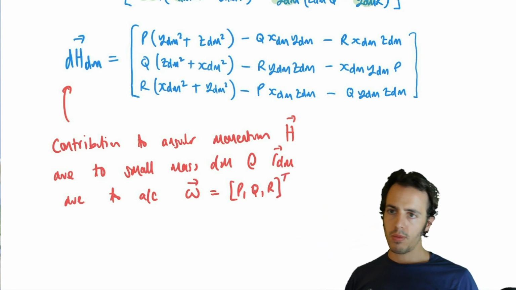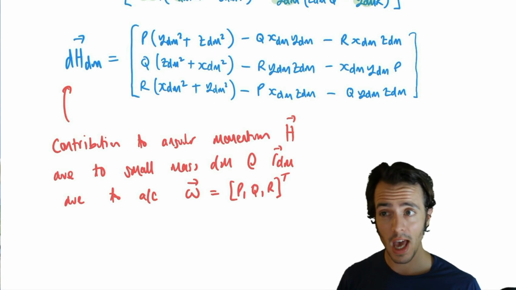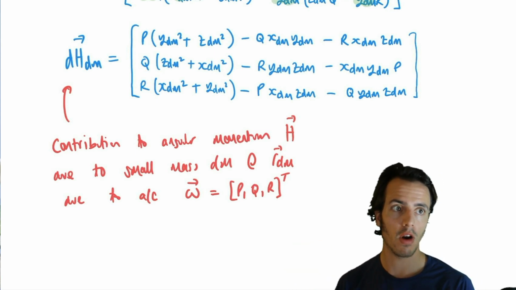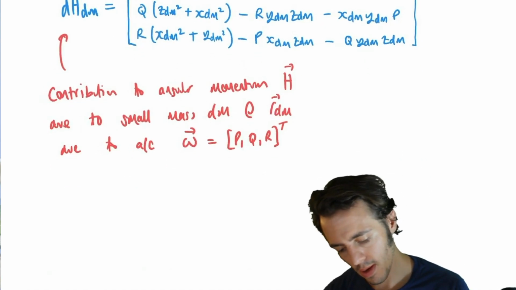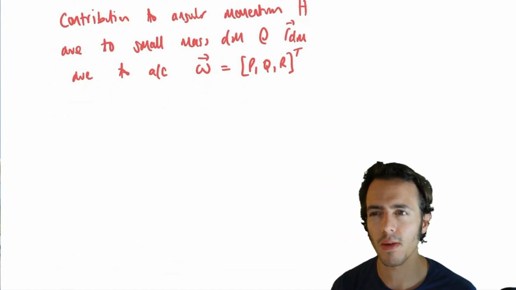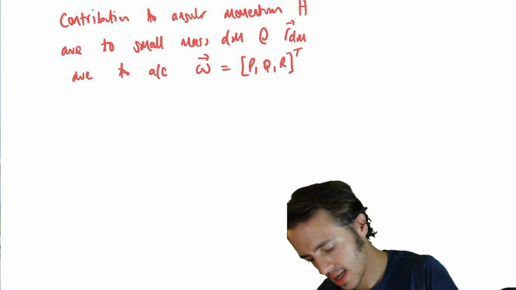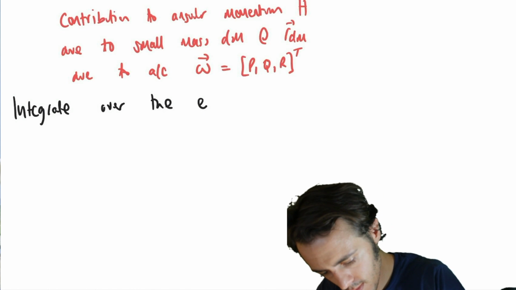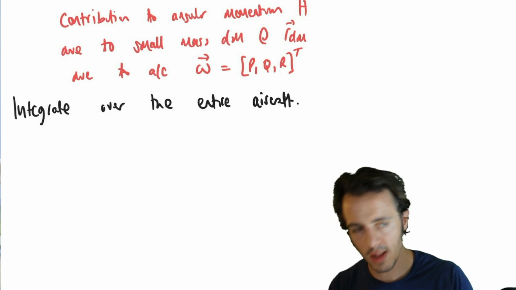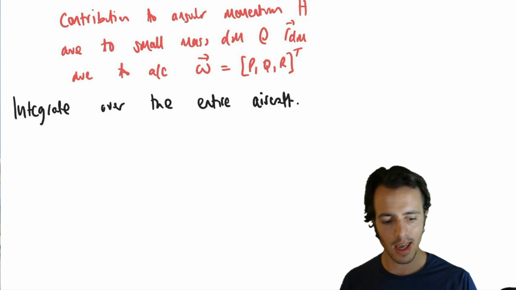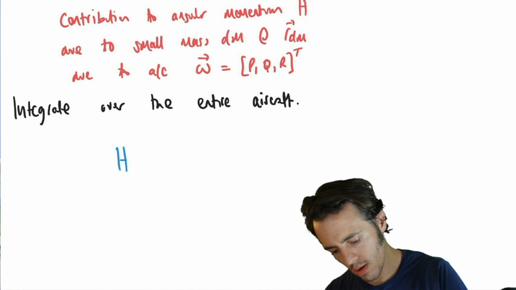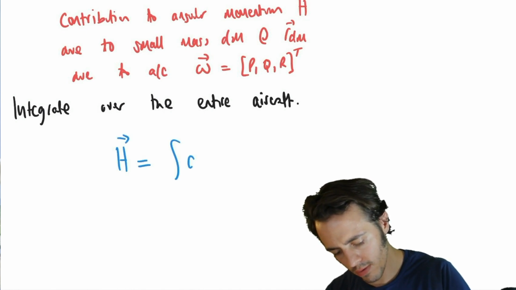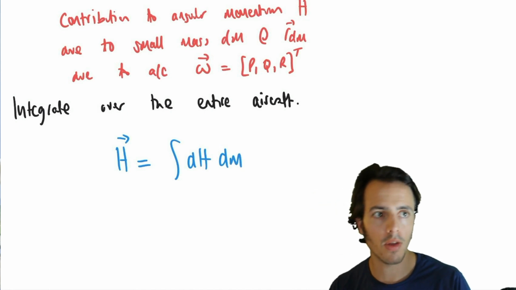So now we've got this, we assume that the aircraft comprises lots of little dms and we're just going to integrate all over the entire aircraft, which is really just a fancy way of adding them all up. Or more, integrating is a fancy way of adding up, the other way around really. So if we integrate over the entire aircraft, we can get the entire angular momentum of the aircraft. So h is equal to the integral of dh over a bunch of masses, dm.